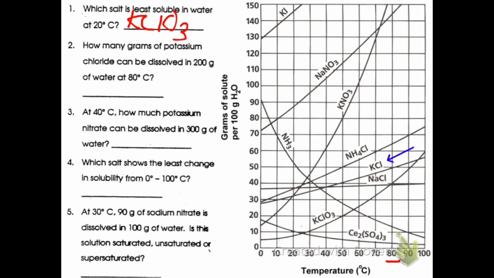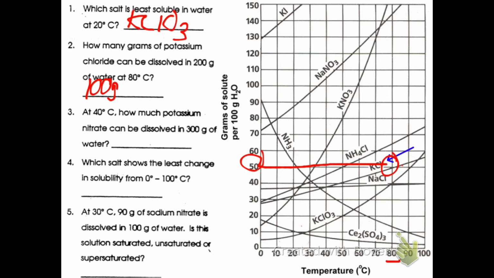Let me make that a little bit better. Right there. So how many grams of KCl does it say we can dissolve at 80 degrees Celsius? Well, if I follow this line across, I can do 50. But that's in 100 grams of water because that's what our graph says, and I've got 200 grams, so I can double that number. So you take the 50 the graph says and double it, and we get 100 grams of KCl.